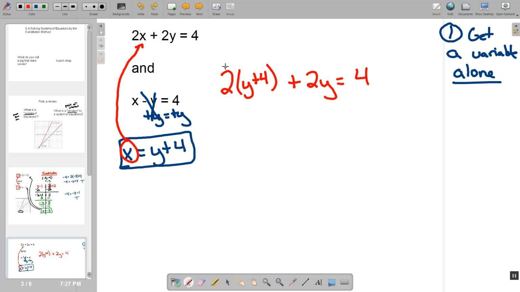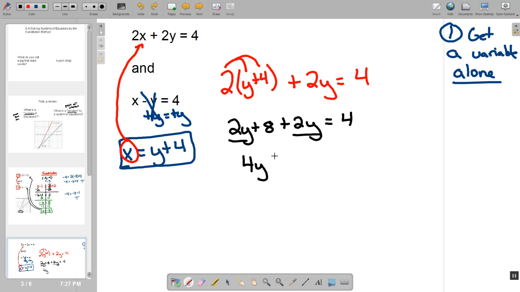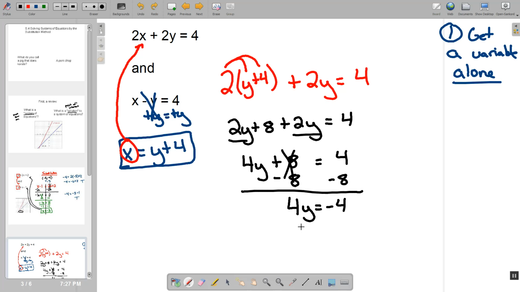I just now have to solve. I'm going to solve using the distributive property. So I get 2y plus 8 plus 2y, because this part stayed, equals 4. I combine these two things together to get 4y plus 8 equals 4. And now I just solve it like I've always solved it before. 4y equals -4. And then 1y equals -1.